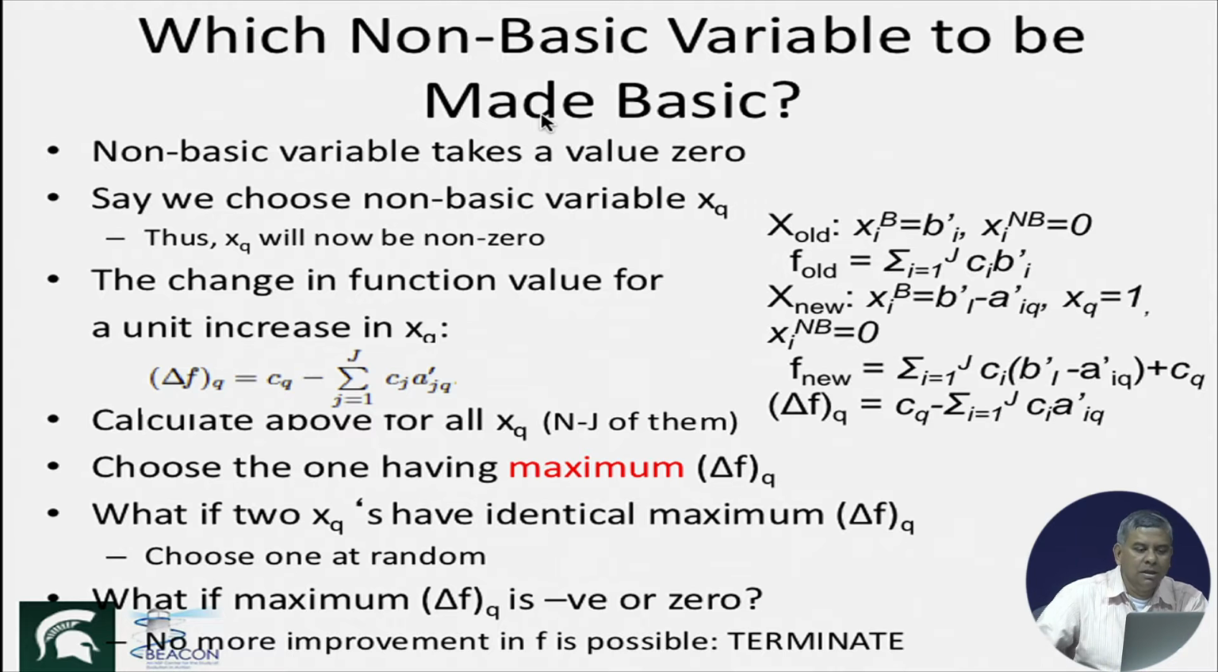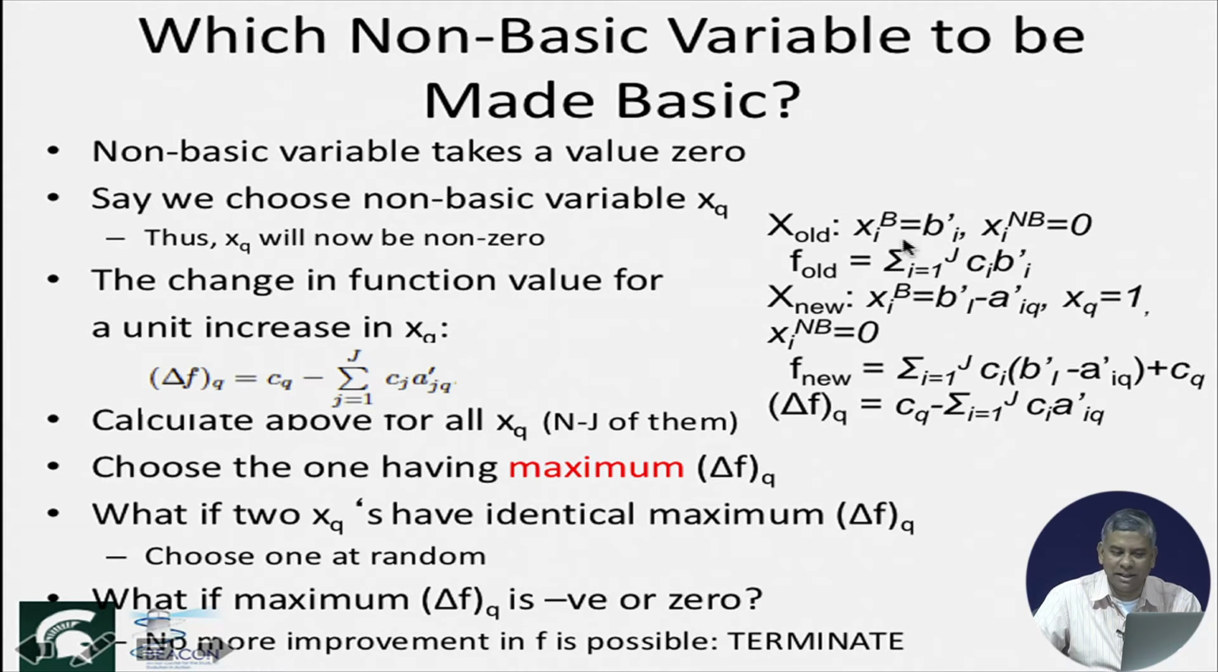Okay. Now let's say I am trying the xq non-basic variable. It's the qth non-basic variable I'm trying. So now that non-basic variable will become basic, right? When I do it, that means its value is no more going to be 0 as soon as you make it basic. So let's say I want to increase it by 1 unit. It was 0 and I want to make it 1. How will the function value change? How is the function value going to change? So look at the current solution. In the current solution, all basic variables are bi dash.